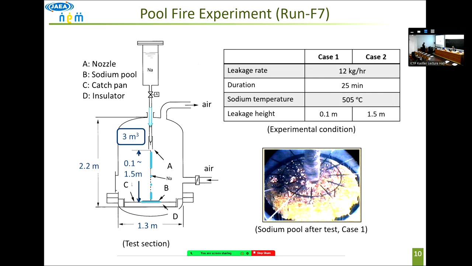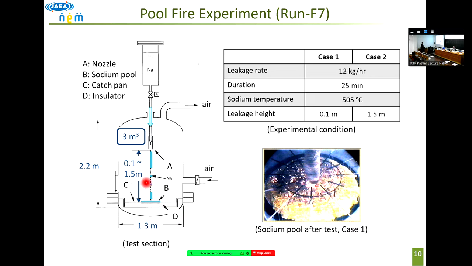I just mention the experimental schematic of RAN F7. RAN F7 is a comparatively small pool combustion experiment. And as you see from the center, liquid sodium is fed like a column shape, not a spray. So mainly we are focusing only on the pool fire. And of course here we have the pool and we have the pool combustion.